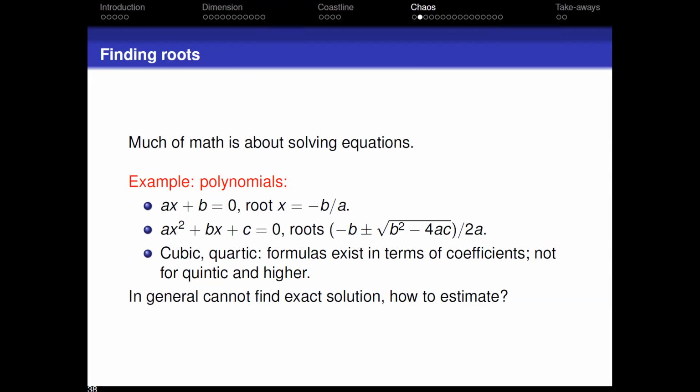Not a big deal. How many of you have seen the formulas for the cubic or the quartic? How many of you have seen a formula for the quintic? Okay, this is just a good check to see who's honest. There is no formula for the quintic. Once you get to degree 5 and higher, there's no longer a closed form solution for the answer in terms of the coefficients of the polynomial and radicals and stuff like that.